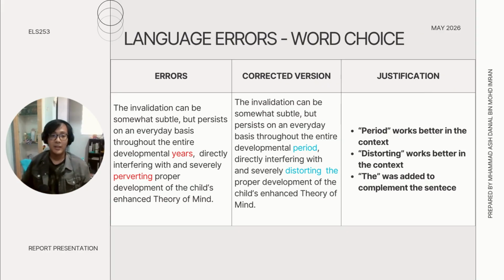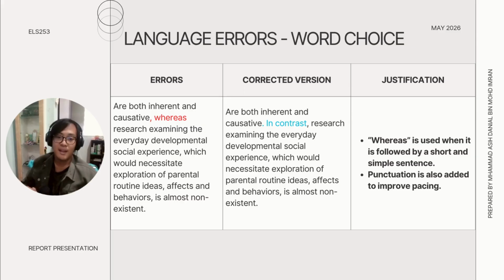So now let's discuss the language errors of word choice. As you can see in the first excerpt, there are two errors seen. The first one, years, is replaced by period because the sentence leading up to the error has no mention of a specific date or duration, making it very ambiguous if we leave it at years. And for the second error, perverting, it is replaced by distorting because perverting works vaguely in the context of the writing and does not fit the theme of the concept they are talking about. And lastly, it is added to complement the sentence by making it refer to the developmental process referred to in the text.